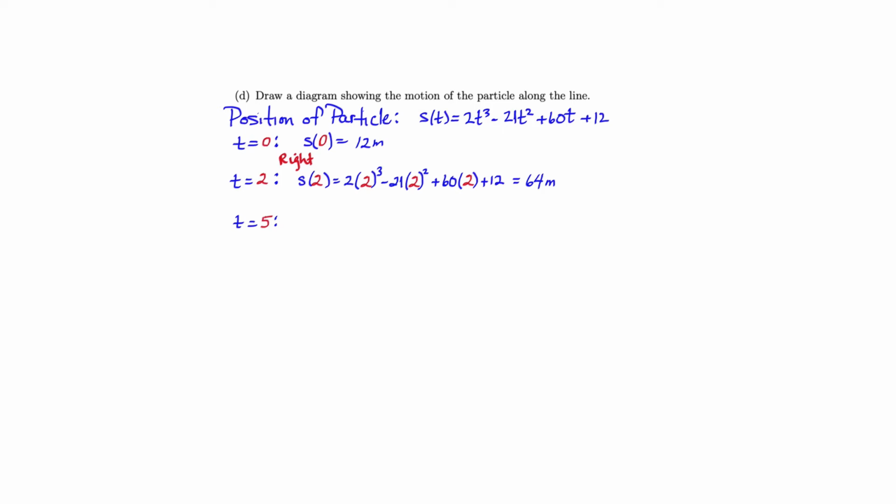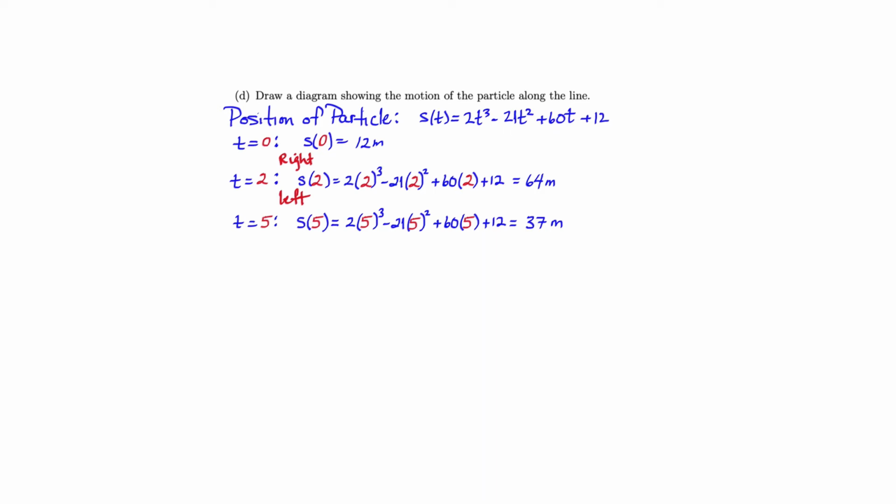Then we know it turns around at that point. It goes left for a while. So let's see how far it goes to the left. We plug in t equals 5, and we get 2 times 5 cubed minus 21 times 5 squared, plus 60 times 5, plus 12, and that adds up to 37 meters. So it's moved a little bit to the left.